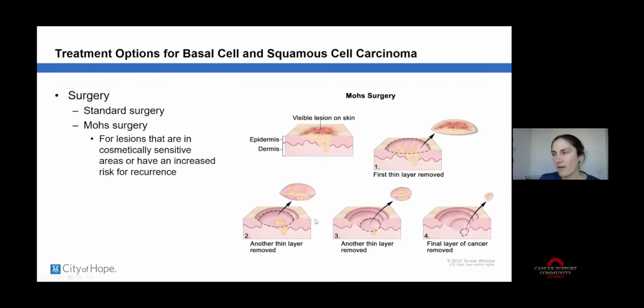And then if there are, they do another cut in that area, and then again examine it under a microscope, and then can keep going down in terms of layers with the ultimate goal of removing everything, but minimizing the area that has surgery to as small as possible.